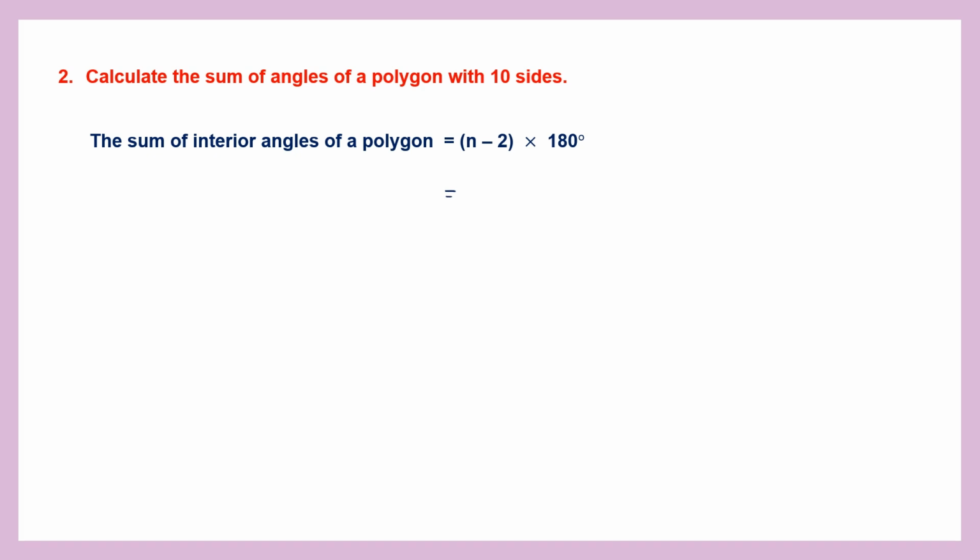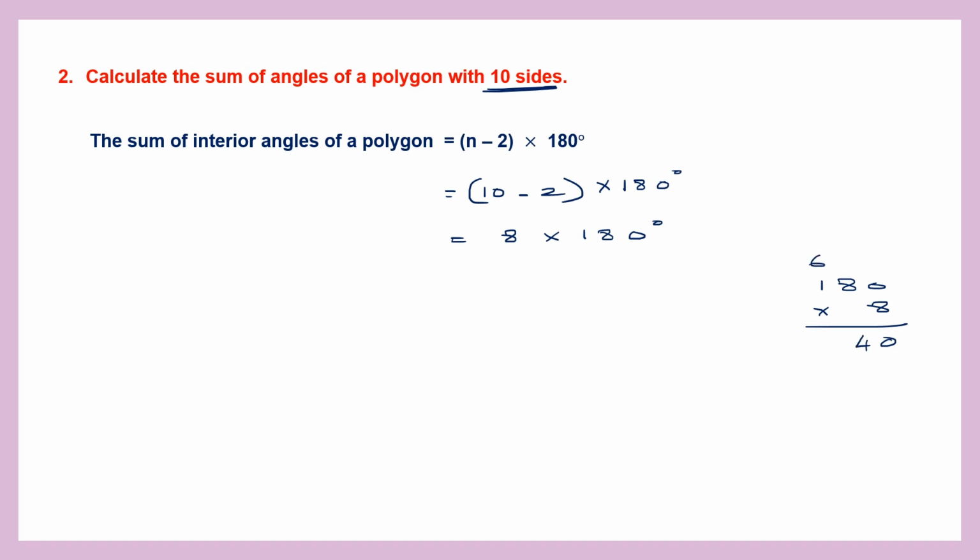So n minus 2, that is, n is 10 in this case because it says 10 sides. (10 minus 2) into 180 degrees. 10 minus 2 is 8. Now we have to simply multiply 8 into 180. So 180 into 8: 8 zeros are 0, 8 8s are 64, carry 6. 8 ones are 8 plus 6 is 14. So what do we have? We have 1440 degrees. This is the sum of the interior angles of a polygon with 10 sides.